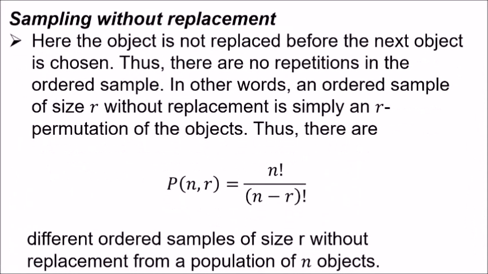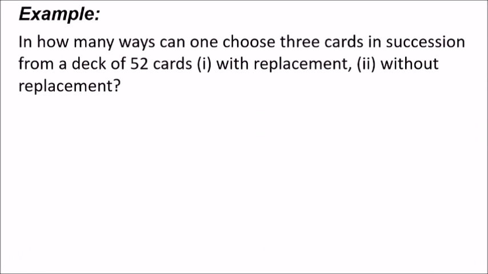In the other case, sampling without replacement, the object is not replaced before the next object is chosen. Thus, there are no repetitions in the ordered sample. In other words, an ordered sample of size r without replacement is simply an r-permutation of the objects. Thus, this formula gives the number of different ordered samples of size r without replacement from a population of n objects. To make it clear, we have an example.